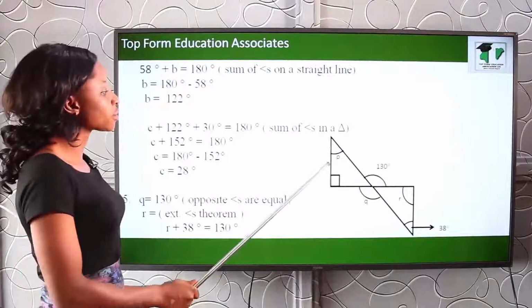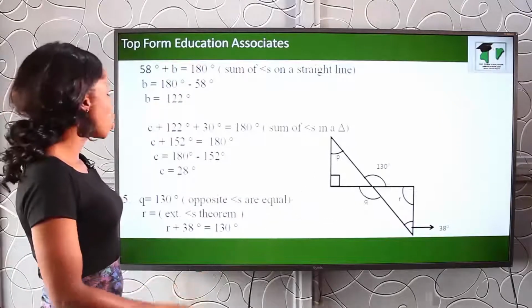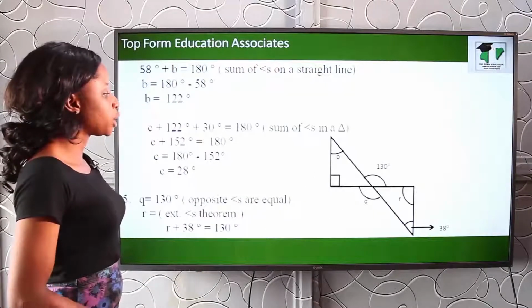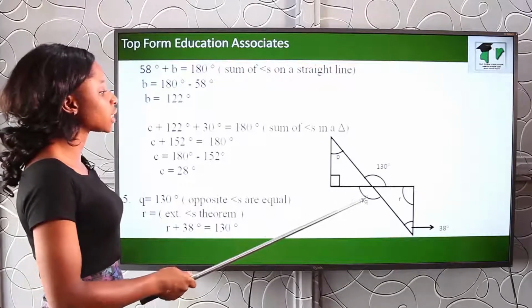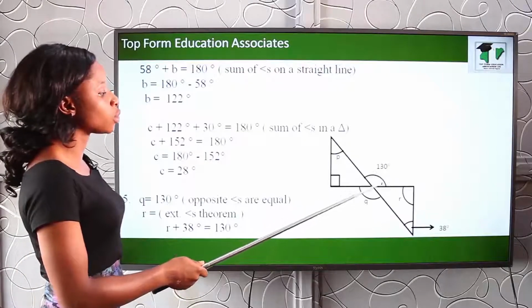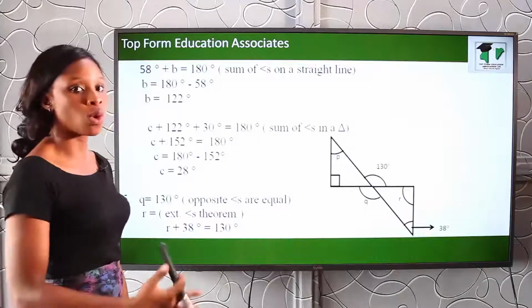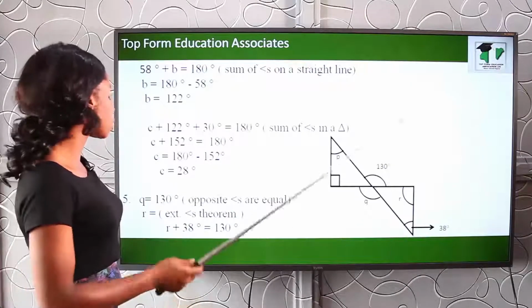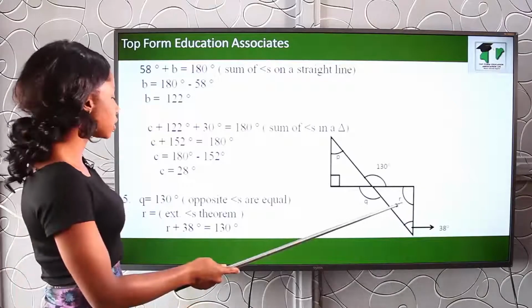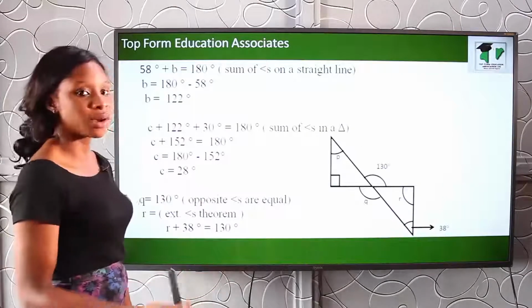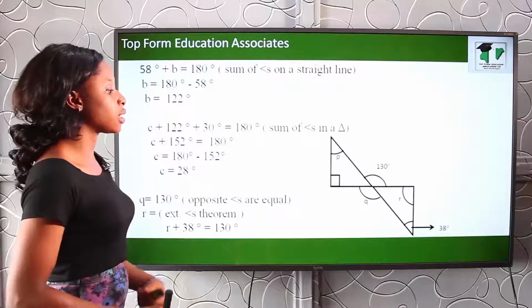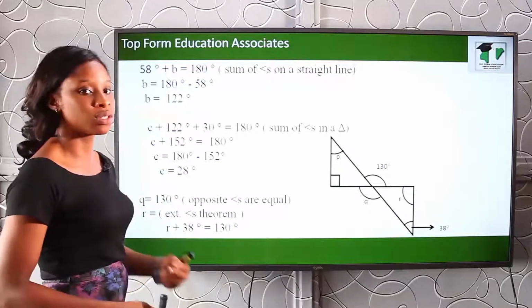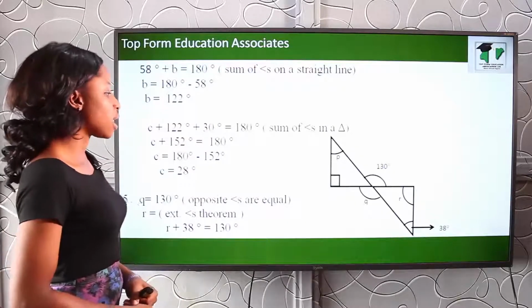Now, number 5, we have to find the value of P, Q, and R. Okay, P, Q, and R. Now, if you look at Q, you see that it's vertically opposite to this angle. So we can say that Q is 130 degrees because vertically opposite angles are equal. And to get R, we're going to make use of the exterior angle theorem, which says that the exterior angle is equal to the sum of the interior opposite angles.